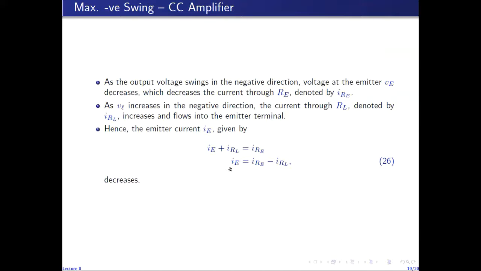So the maximum negative peak of the output voltage will be observed when IE becomes 0, because as IE is decreasing, IC is decreasing, because IC is alpha IE, and so the transistor is moving towards cutoff mode. So as VL swings in the negative direction, IE decreases, IC decreases, and the transistor moves towards cutoff mode. And the maximum negative peak value of the output voltage will be observed when IE becomes 0.